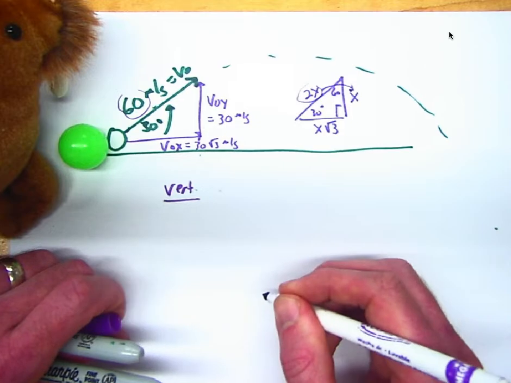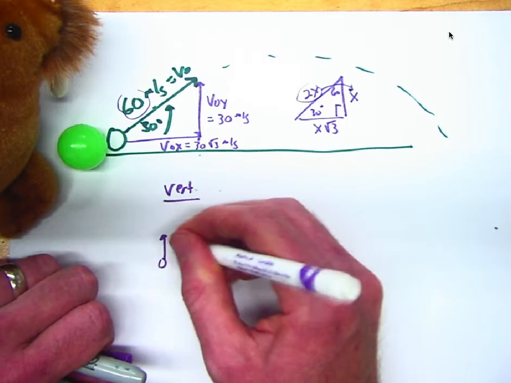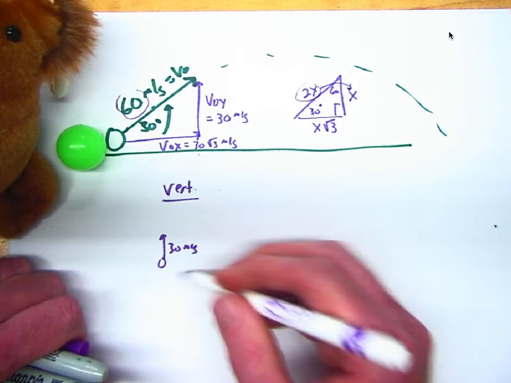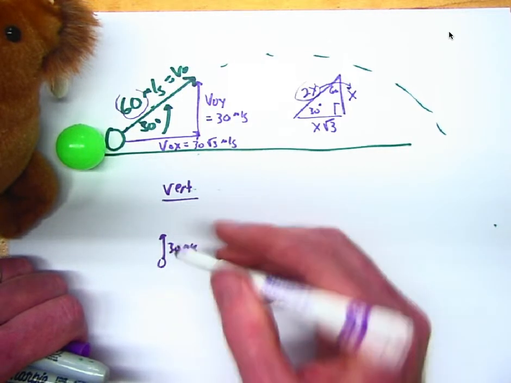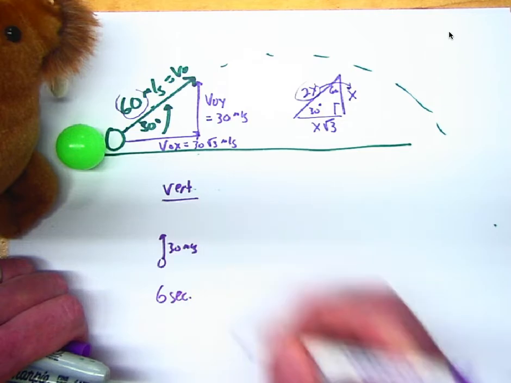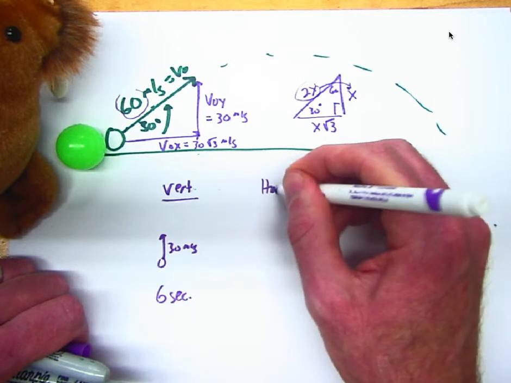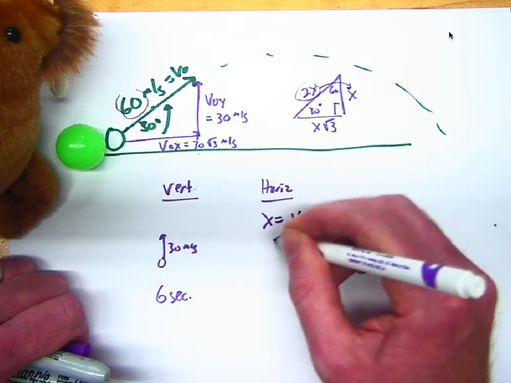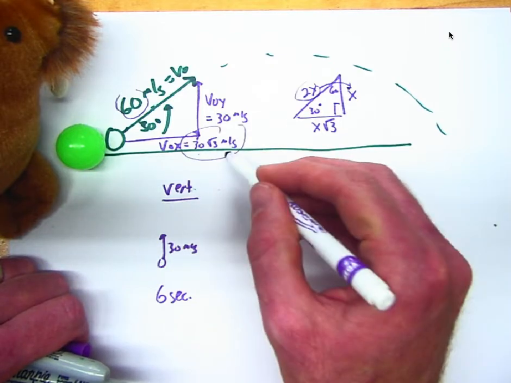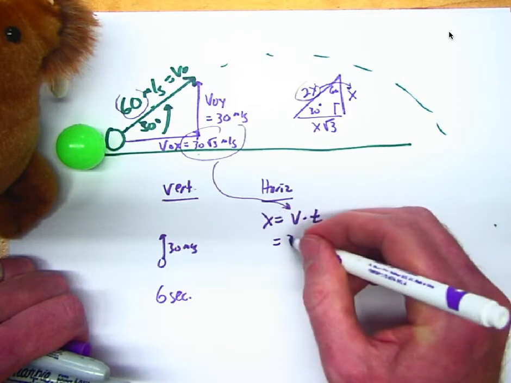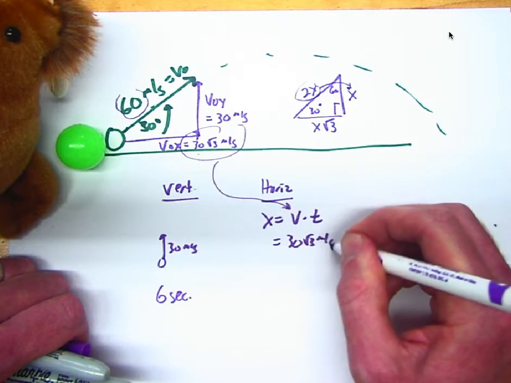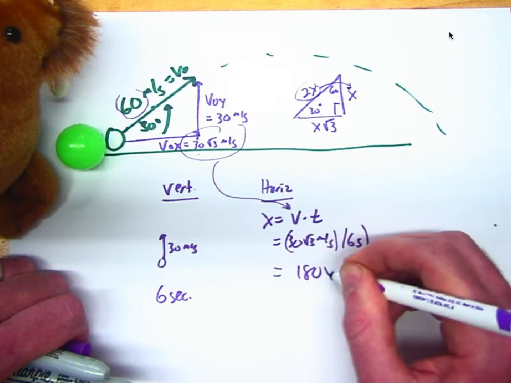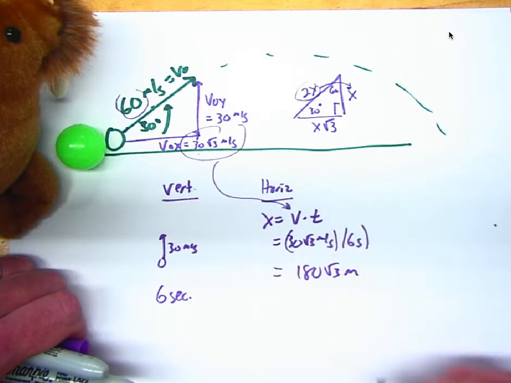Vertical direction, figure out the time. My problem is I've got an initial speed of 30 meters per second and I want to find out the total time in the air. 3 seconds up, 3 seconds down, 6 seconds is my total time in the air. Horizontal direction, how far does it go? x equals v times t. Now I take this 30 root 3 meters per second times 6 seconds, and that gets me 180 root 3 meters. So that's going to be the range right there.